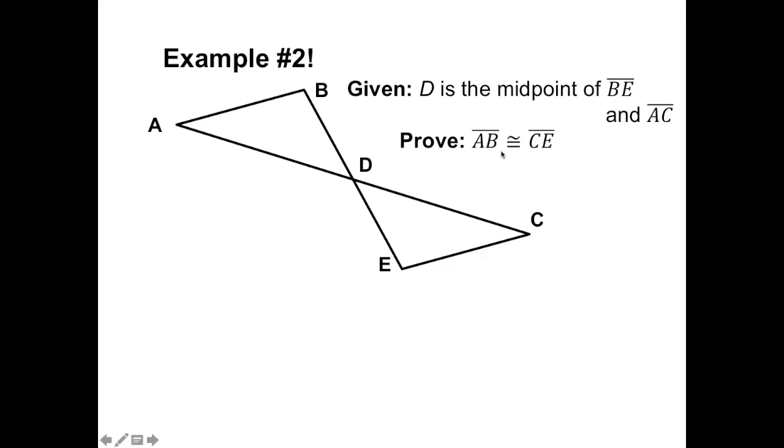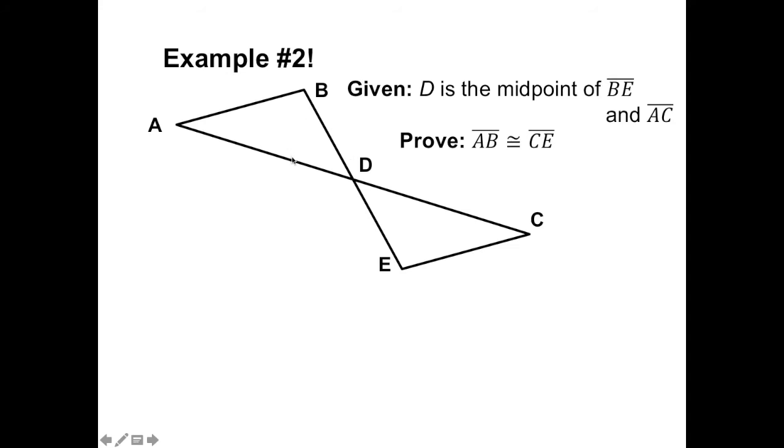In this one here, we're looking to prove AB is congruent to CE. So maybe I mark that up and put a question mark. You could do that because, well, step one: if we mark this up, we're trying to get these two things congruent. Can we identify two triangles that might be congruent?